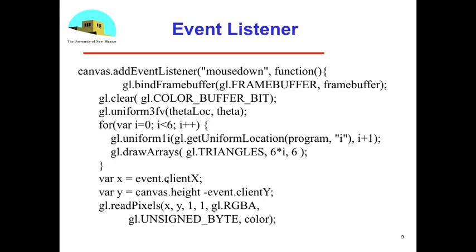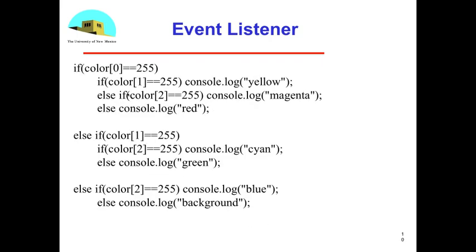Here's the position of the mouse mapped into values that correspond to clip coordinates. Here's the flipping of the Y value, which remember we have to do because Y's in the space of the canvas are flipped from the direction of Y in our WebGL application code. We read a single pixel, get that color, and then again go through some if then else's to look at the values of that color.